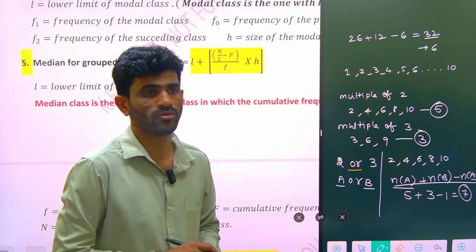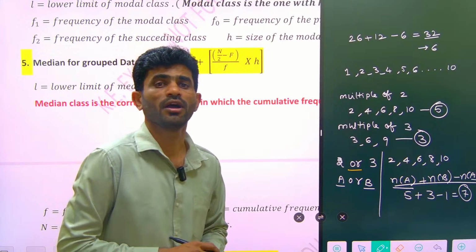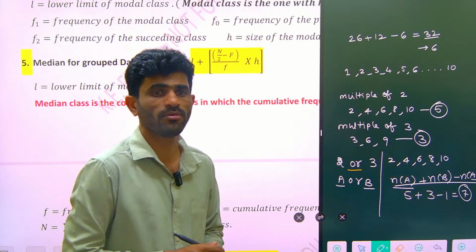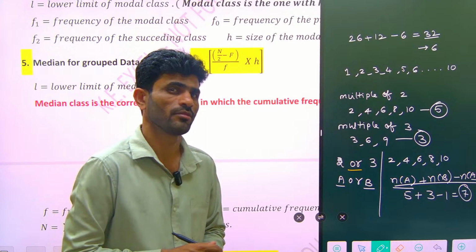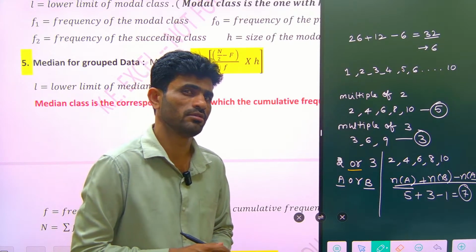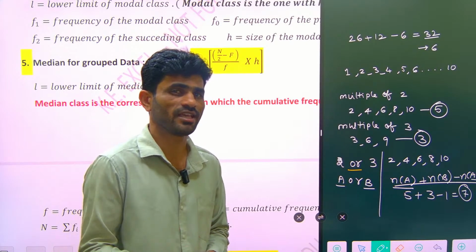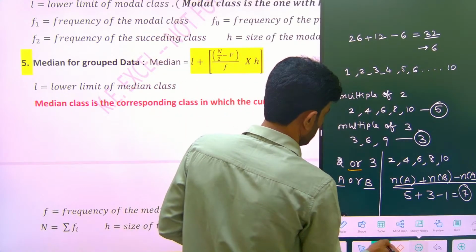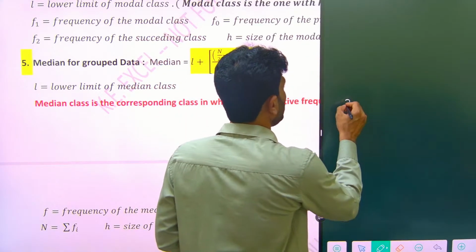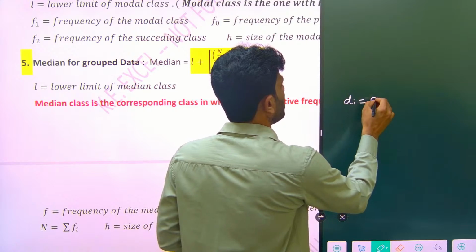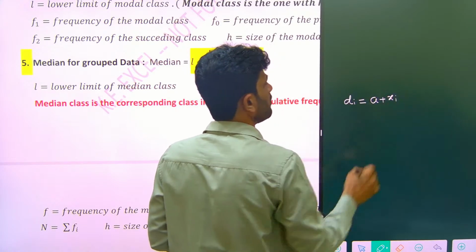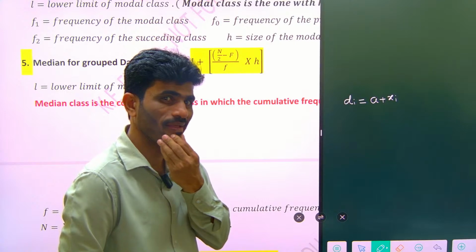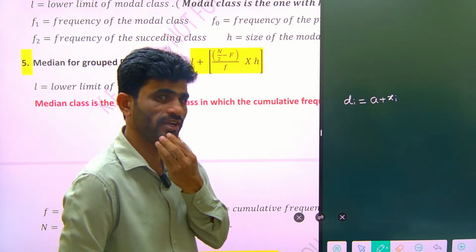Today, one problem you practice. Step deviation, assumed mean method. What do we have to do? di also we have to find. What is the di formula? How do we find di? A plus xi. Di is equal to A plus xi. Yeah? So you forgot how we find di.